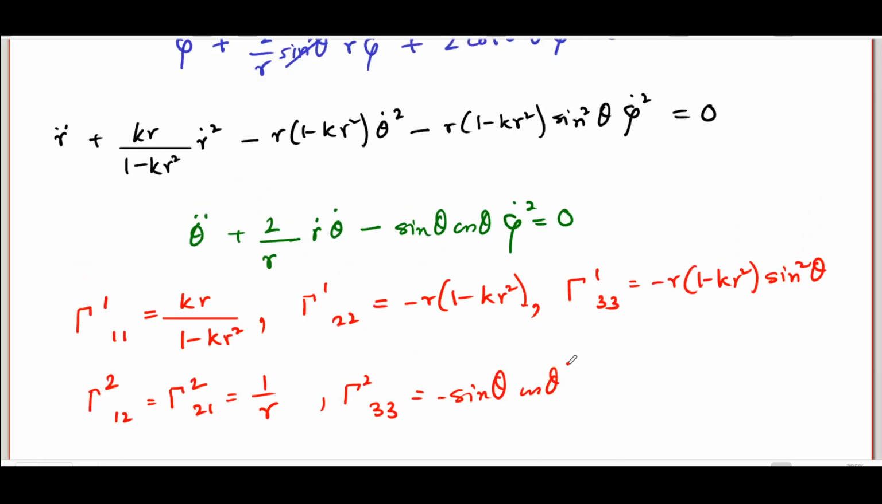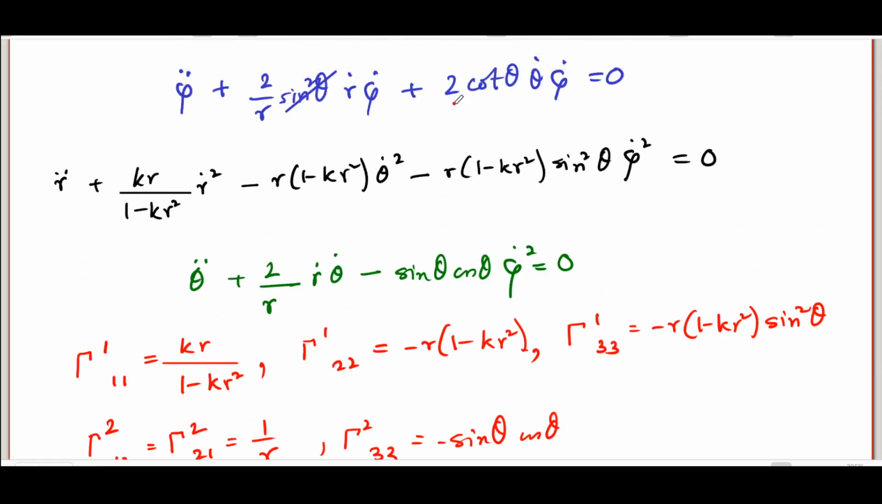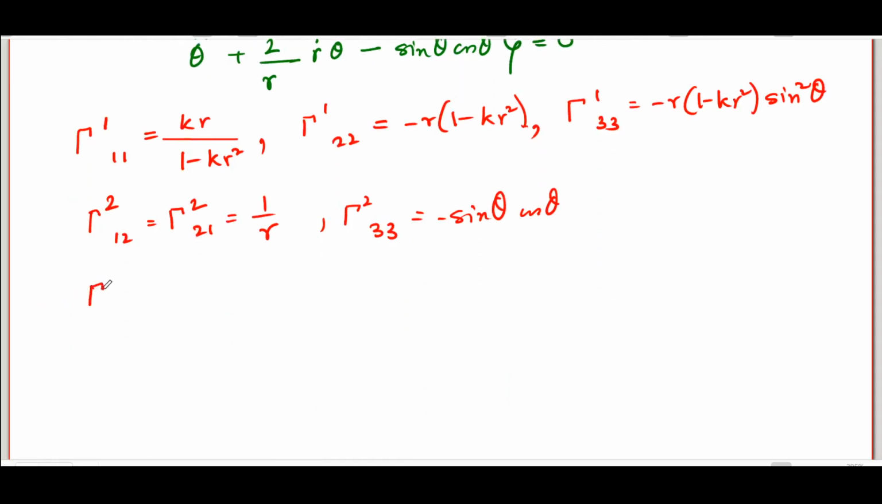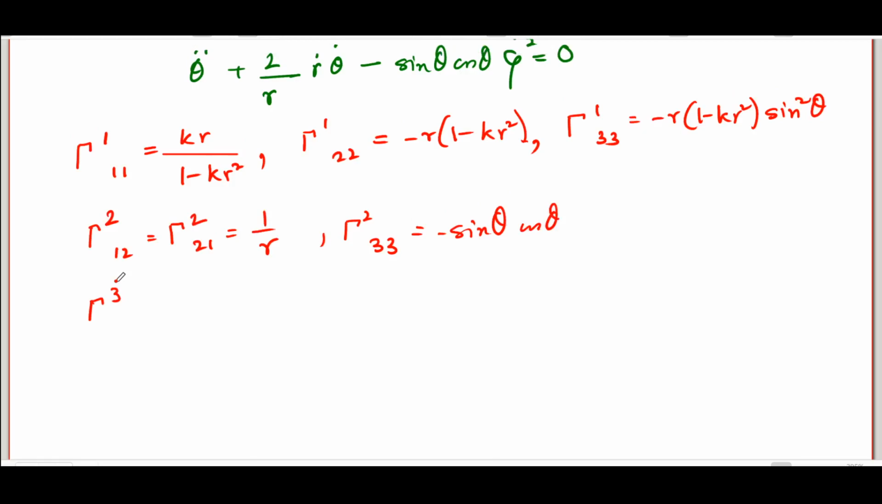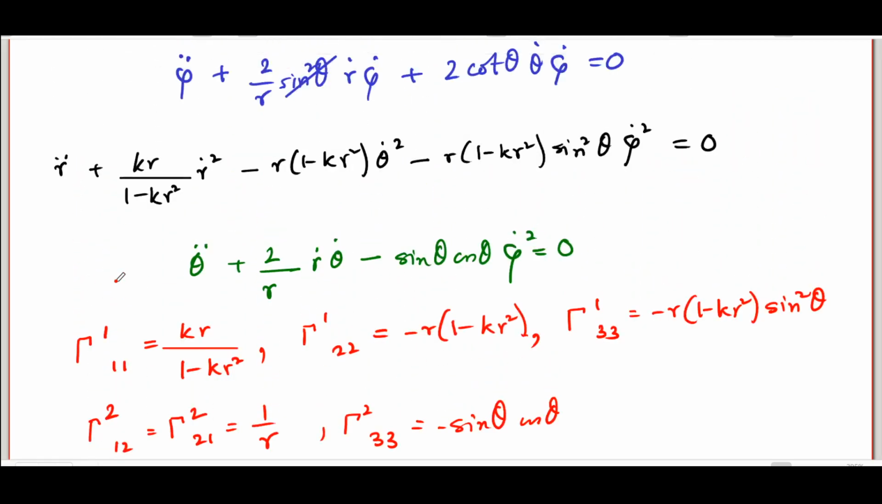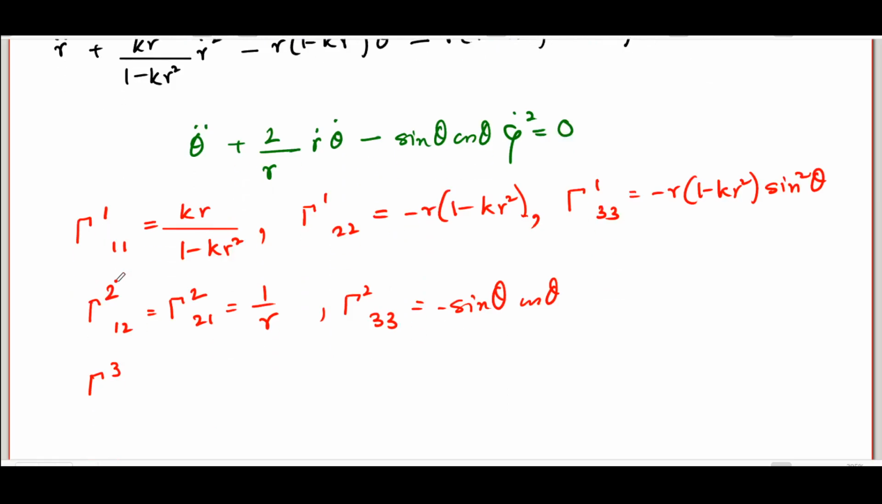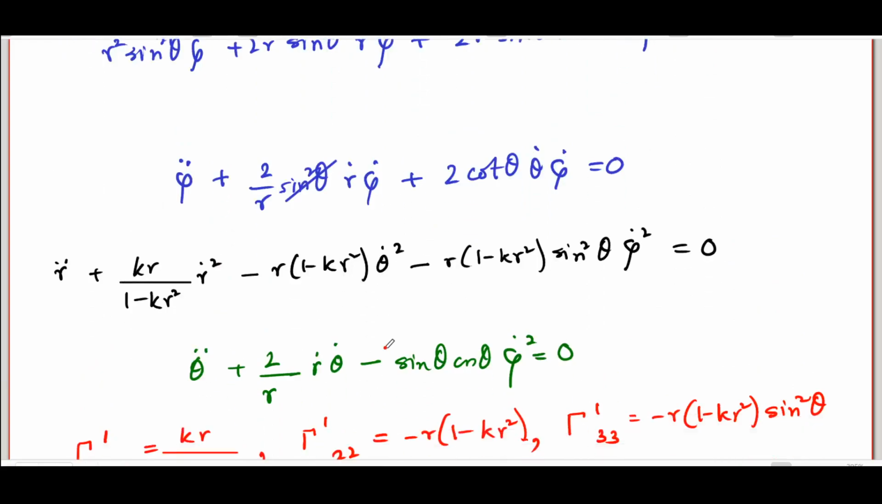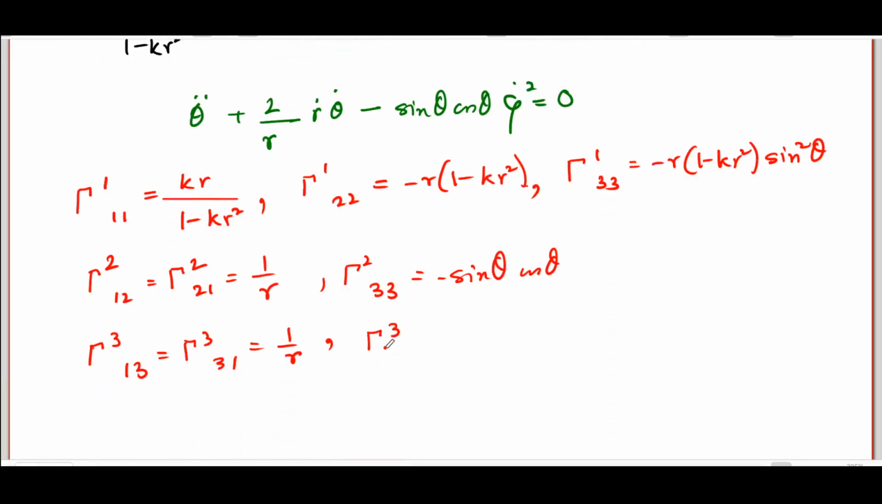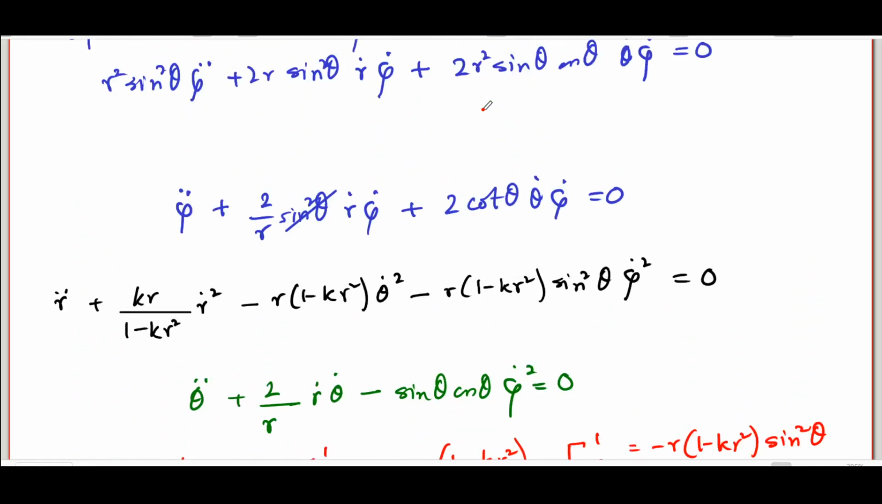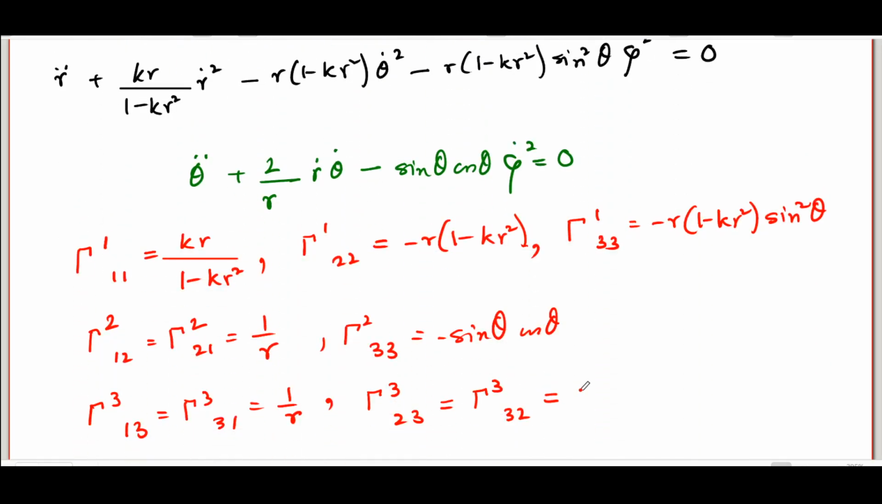Finally, that would be the phi equation. From here, what we are going to get is gamma 3. Now I'm regretting writing the phi equation first. Anyway, gamma 3, 1, 3 and gamma 3, 3, 1 are both equal to 1 by r, and gamma 3, 2, 3 and gamma 3, 3, 2 are both equal to cotangent theta.